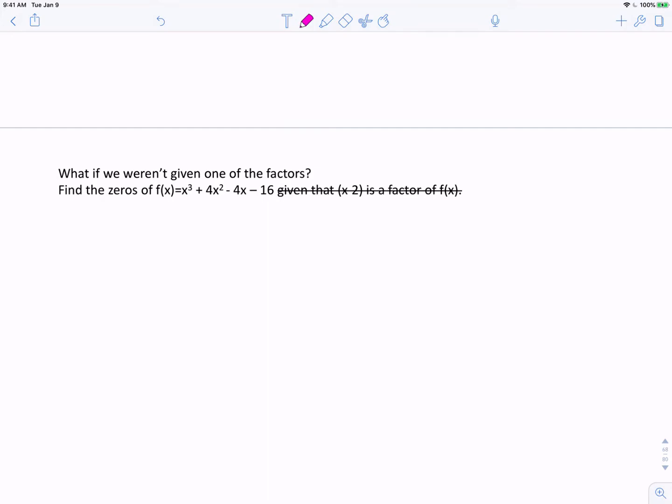What if we weren't given one of these zeros? What if it just said, find the zeros of this function, and we weren't given that x minus 2 is a factor? What if this was just missing? Then what would we do? That's a good question. If that were the case, I would definitely use technology to find the roots. There are ways around it.